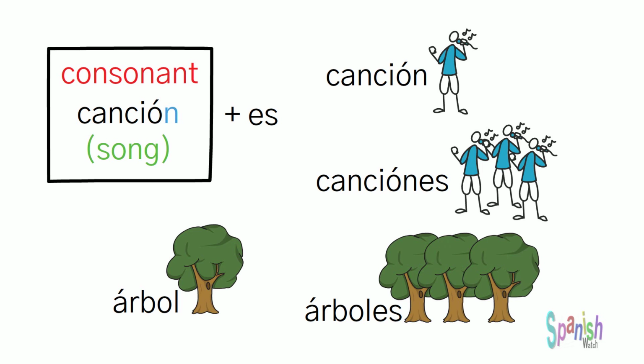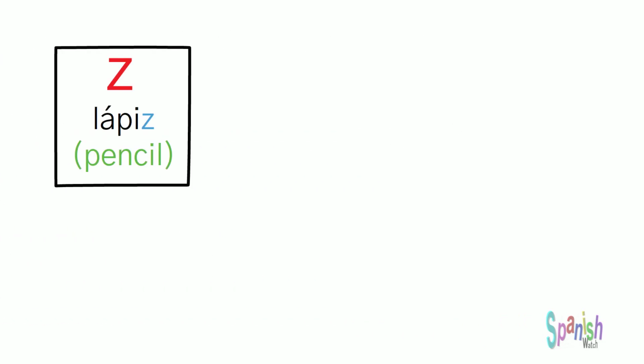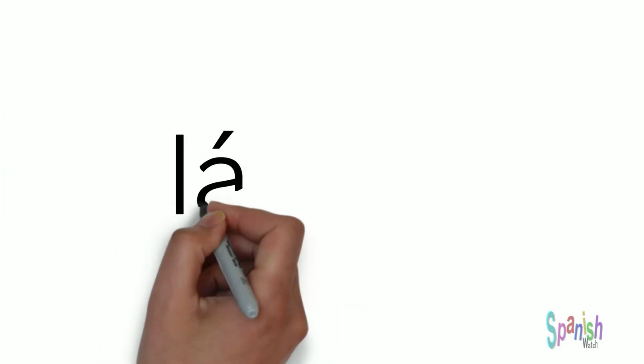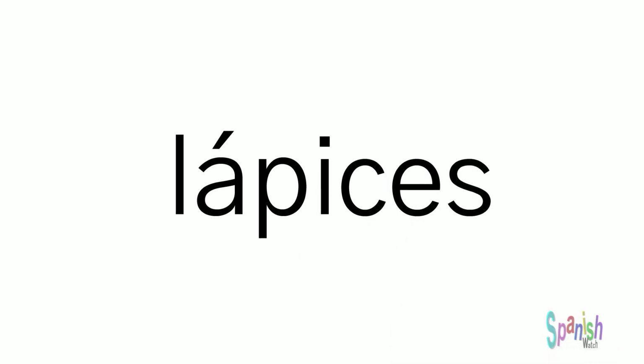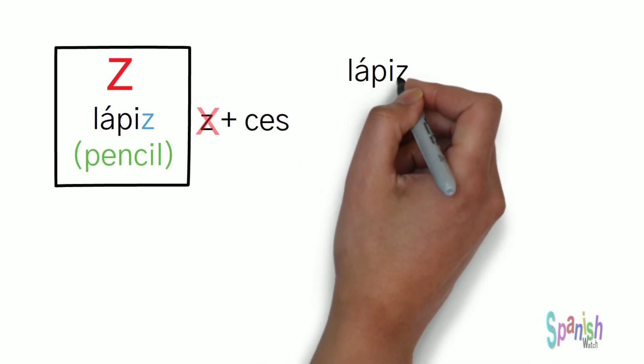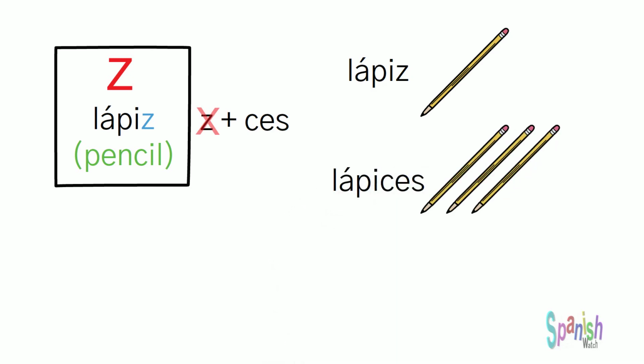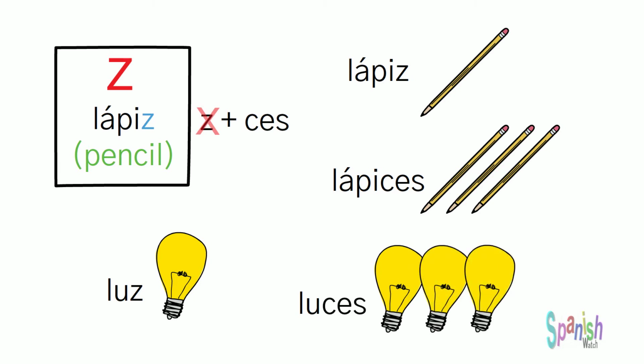And the third case is when a word finishes in Z. Pay attention to this, okay? When a word finishes in Z, what we have to do is take off the Z and add after the word CES to make the plural, okay? Like for example, lápiz is going to be lápices. You see, we take off Z and we add CES. And for example, the next word is luz, which is light in English. We take off Z and the plural is going to be luces. Luces. Okay, very easy.